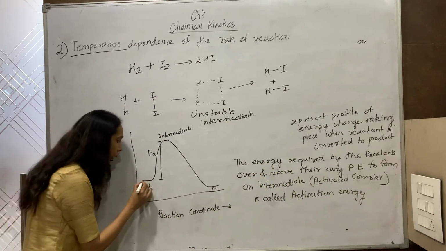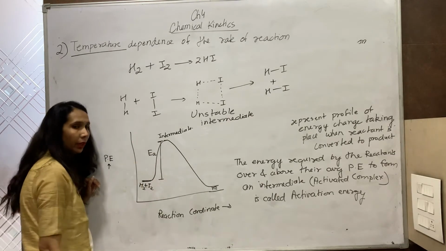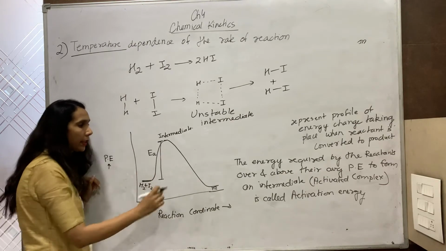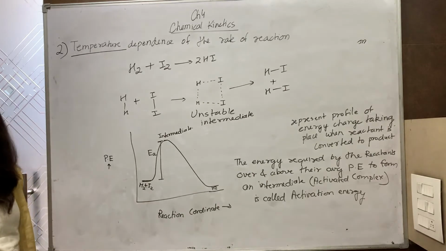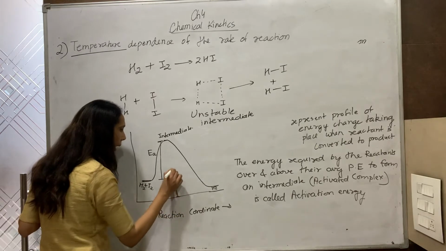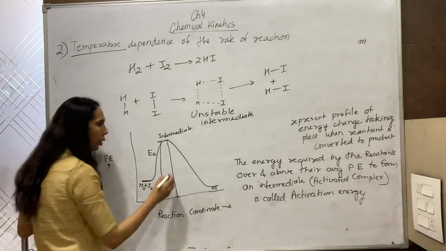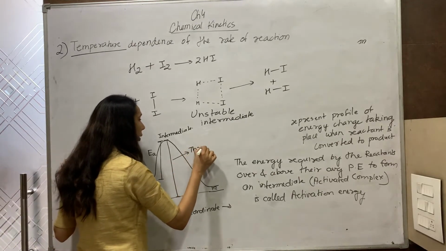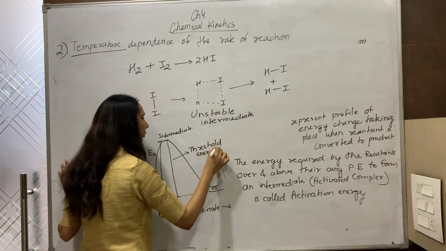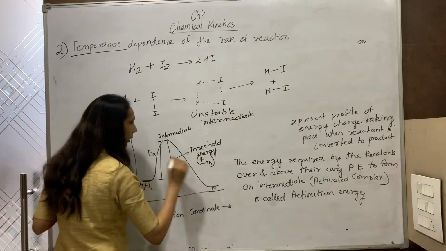This is the average potential energy of the reactants, and this much more energy, from here to here, it needs to form the product. This extra energy is called the activation energy. And in this graph, if I consider the total energy which is required to form the intermediate, this is the total, starting from 0 till this. The total energy is called the threshold energy.